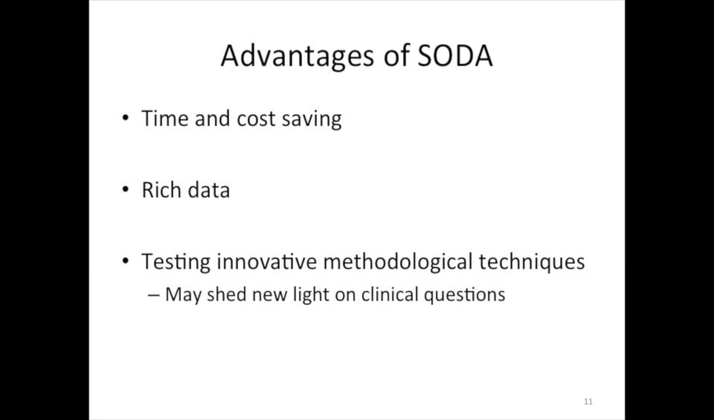But instead, you can find a data set that happened to include everything you needed for this analysis. These data may further be quite rich, and you could examine potential interrelationships and potential causal pathways between obesity and hand osteoarthritis. And further, you would have the possibility to test innovative methodological techniques, which potentially might shed new light on clinical questions.